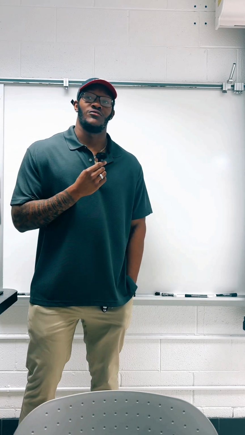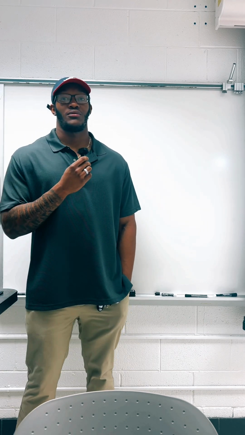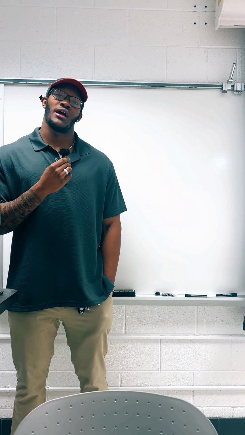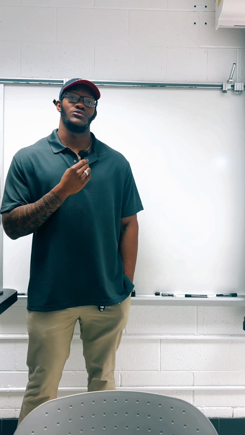You may ask yourself, what is ischemic stroke? An ischemic stroke occurs when the blood supply to part of the brain is interrupted due to a blockage in the blood vessel, depriving brain tissue of oxygen and nutrients.